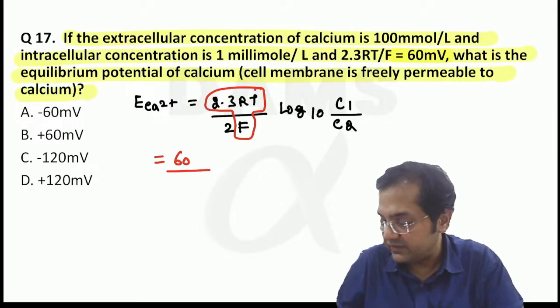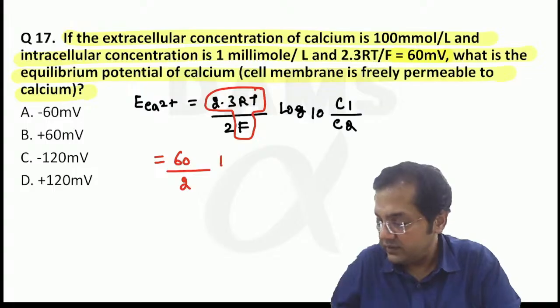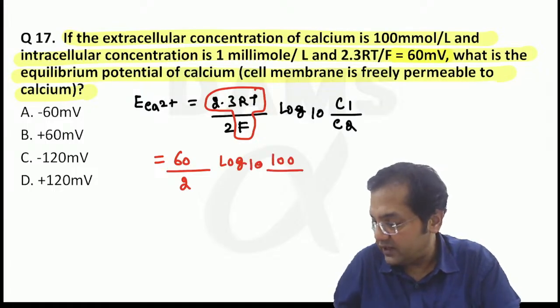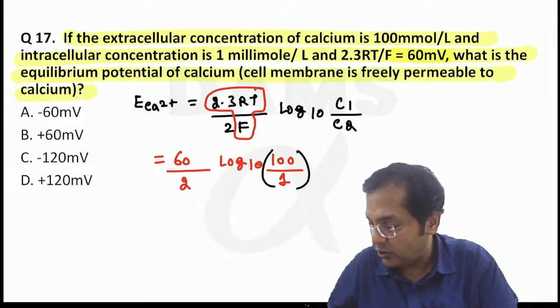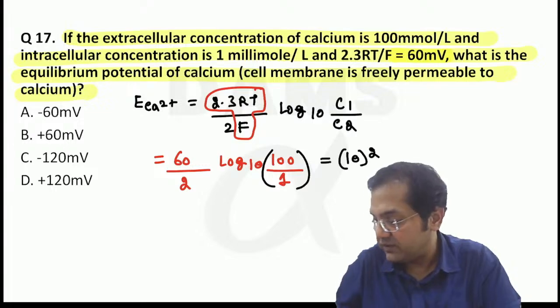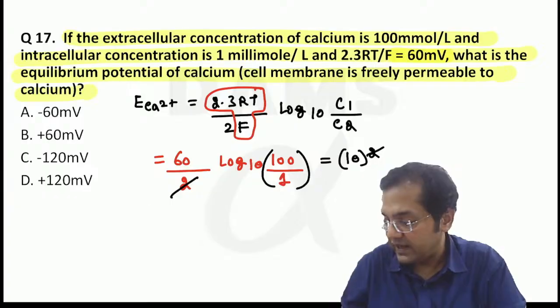Valency of the calcium is 2, right? Then log to the base 10, this is 100 upon 1. Read this very carefully. Lot of people go wrong here. 100 upon 1 is actually 10 raised to the power 2. So 2 and 2 will cancel. The answer would be 60.